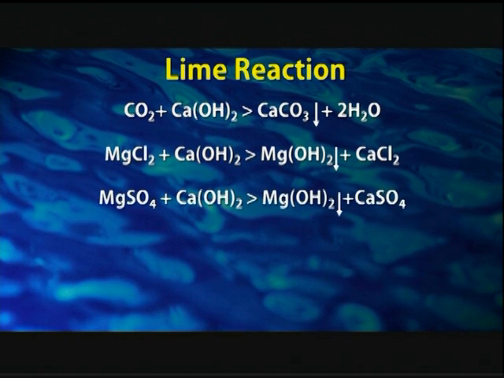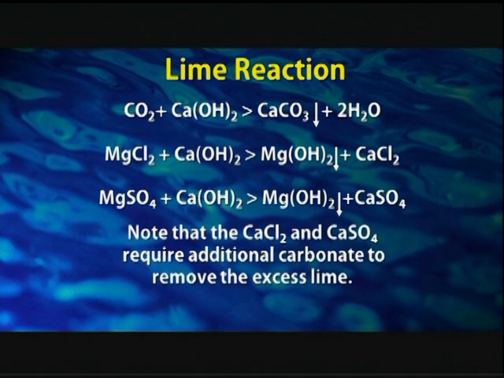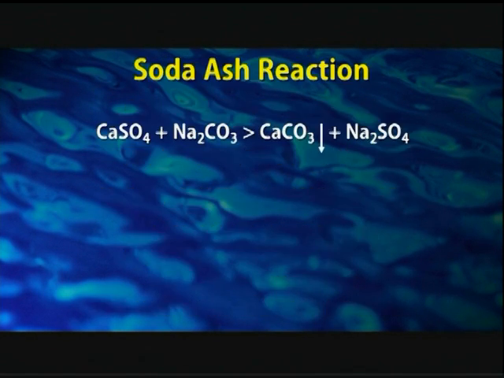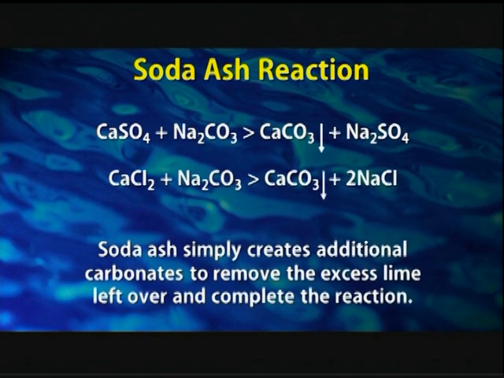Magnesium sulfate, when we add lime to it, we get magnesium hydroxide that settles, and we get calcium sulfate, which does not. So we need to figure out a way to get rid of those two calcium constituents, and that's where soda ash comes into play. The soda ash is specifically oriented to take the calcium sulfate and the calcium chloride, add the soda ash, the Na2CO3, to it, and we get the calcium carbonate to settle in both cases.